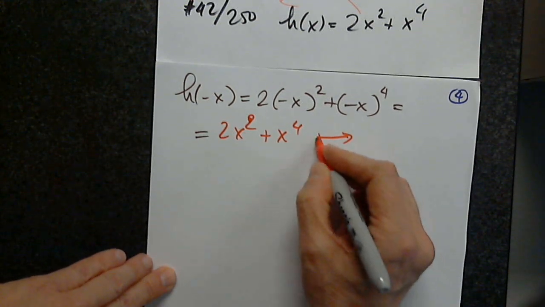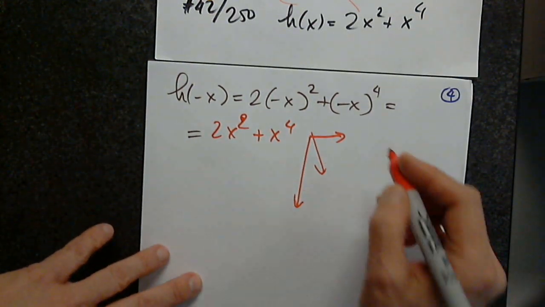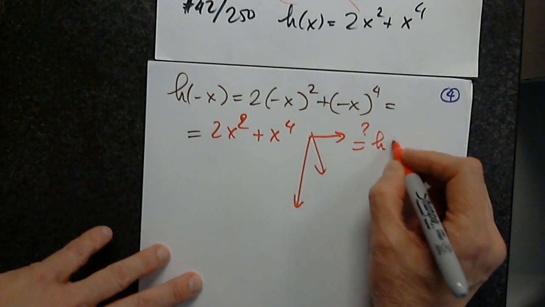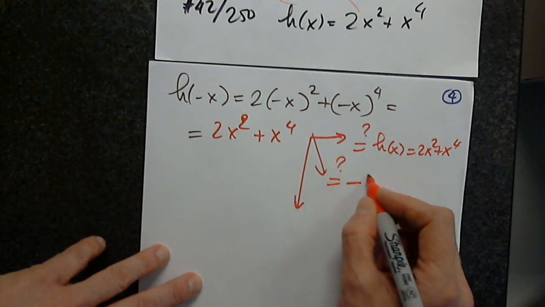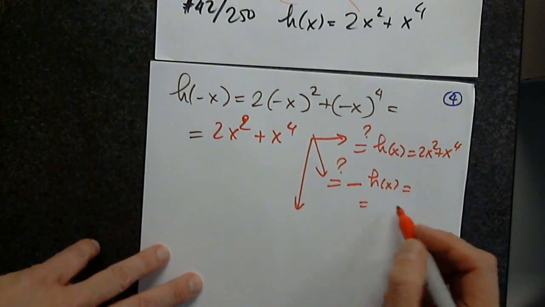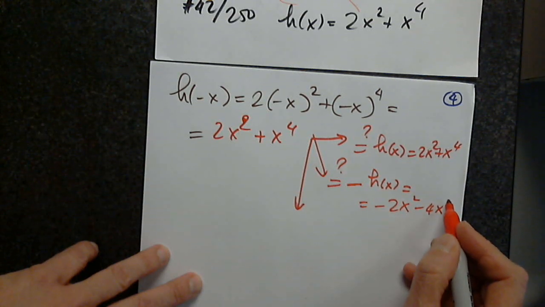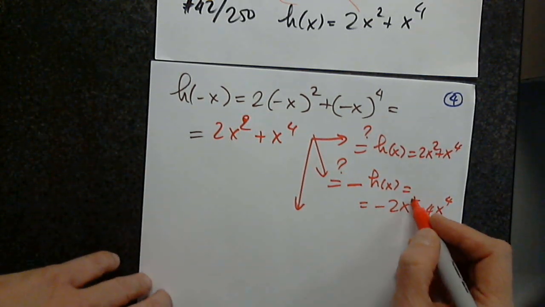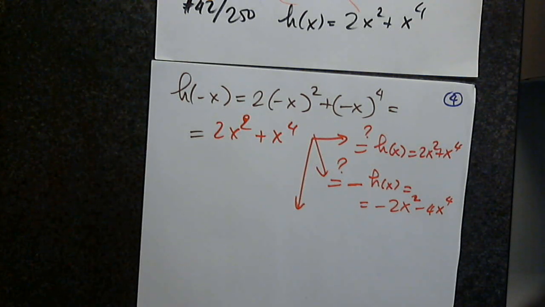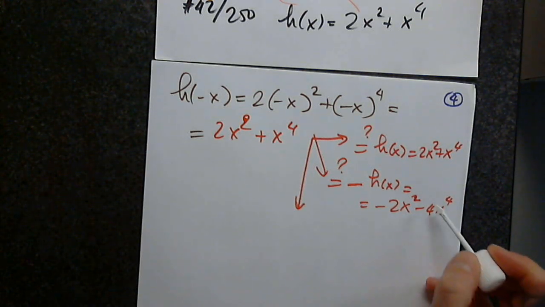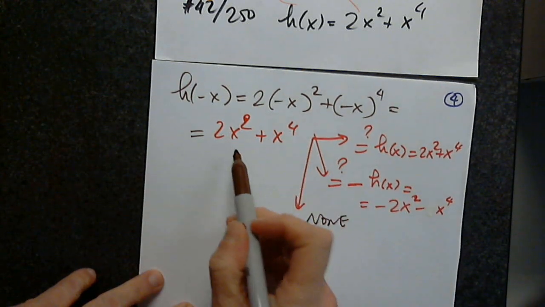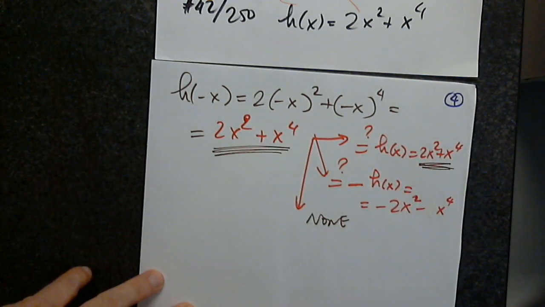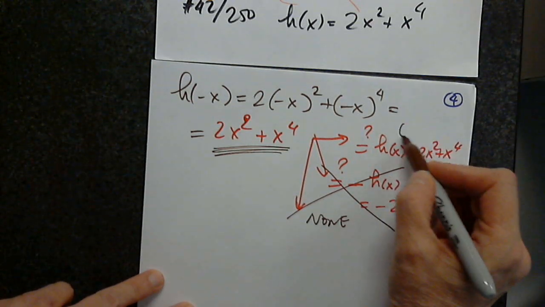Good. So only now I can ask myself 3 questions. Does this equal the identical function, which is 2x squared plus x to the 4th? Does this equal the opposite of the function, which obviously is negative 2x squared minus x to the 4th? Not 4. Why? How did I come up with that 4? Or none of the above? It is even. Yes. Because this quantity is identical with the original function, nothing else matters, the function is even.